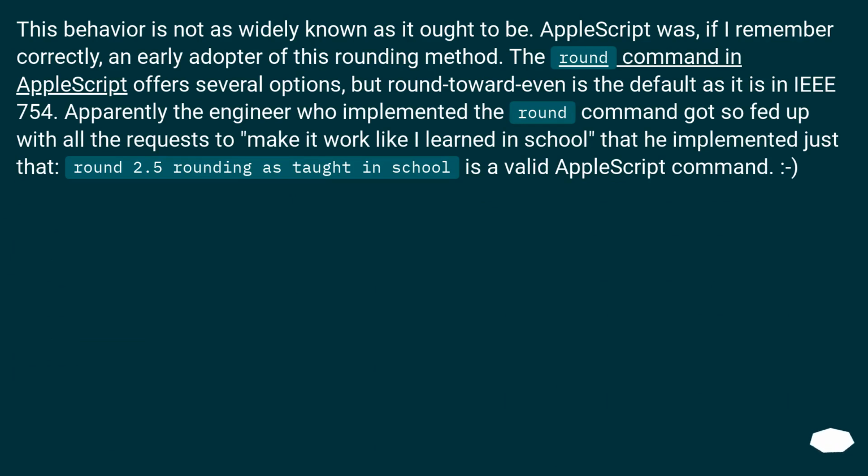AppleScript was, if I remember correctly, an early adopter of this rounding method. The round command in AppleScript offers several options, but round toward even is the default, as it is in IEEE 754. Apparently the engineer who implemented the round command got so fed up with all the requests to make it work like I learned in school that he implemented just that. Round 2.5 rounding as taught in school is a valid AppleScript command. Smile?